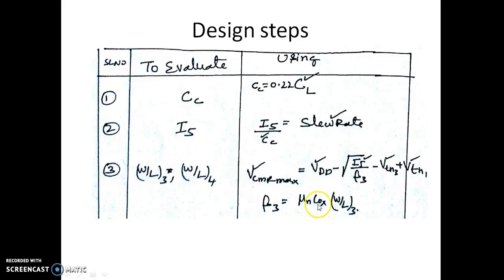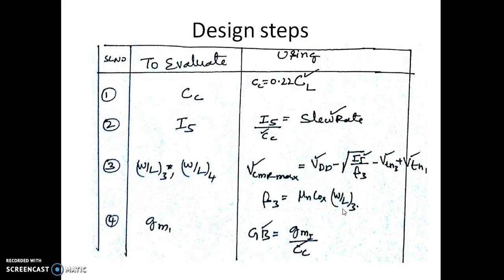We will be knowing mu p and Cox. So once we know beta 3, we can easily estimate W/L of 3. Usually W/L of 3 is equal to W/L of 4, so these two are easily estimated from this equation. VDD is given, I5 is estimated in the previous step, and VTH3 and VTH1 are also given specifications, so that we can easily find beta 3. Once we are through with beta 3, we can find W/L of 3.